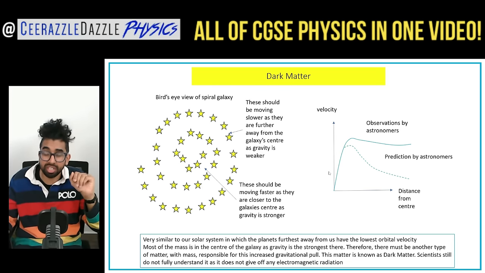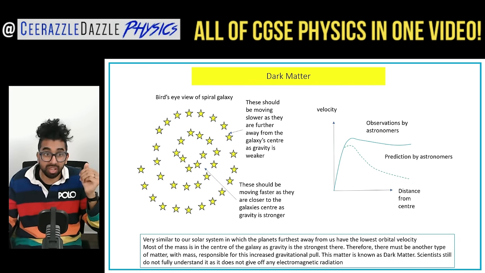But when astronomers actually looked at the data, they noticed that if you plot the graph of velocity versus distance from the center of the galaxy, yes, it should have actually dropped down. The velocity should decrease as you get further out, but the velocity never decreased. It actually stayed the same. So the velocity of these ones is roughly the same as the velocity of these ones over here.